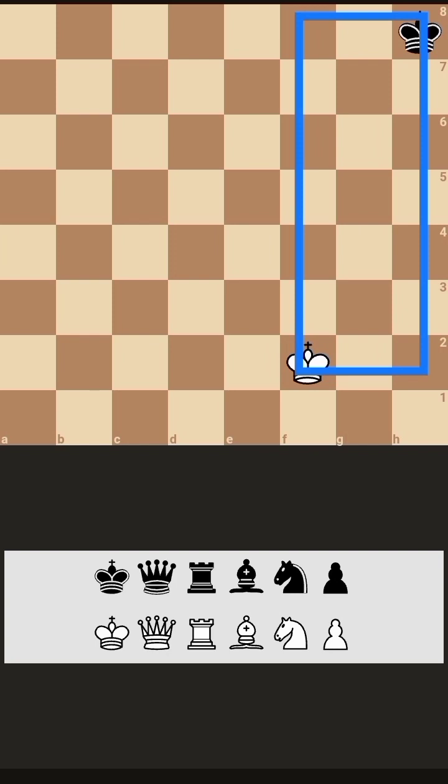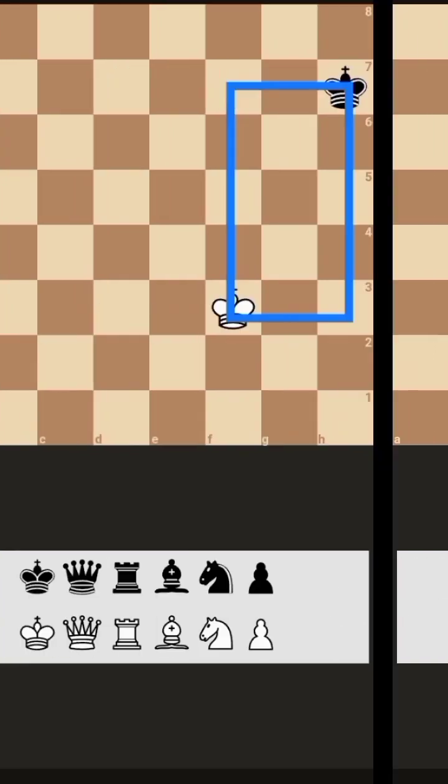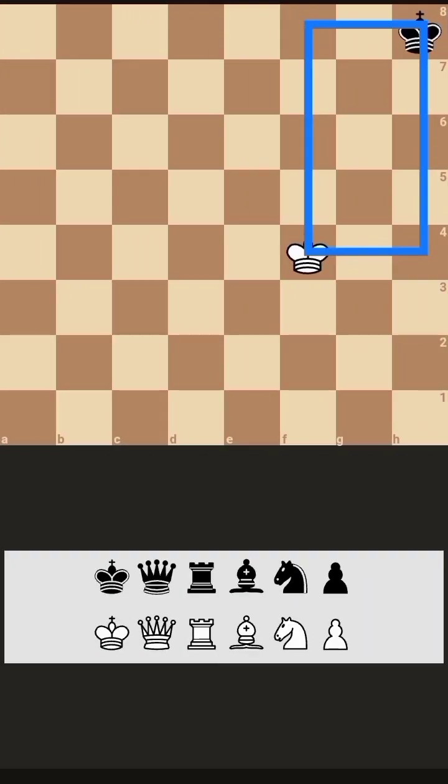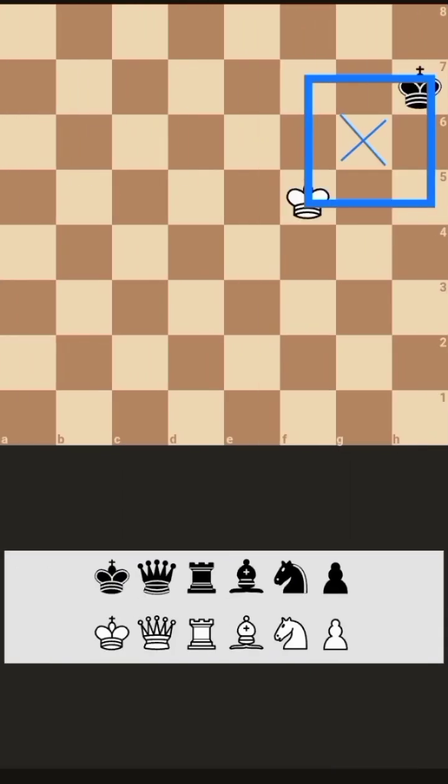Now if the black king moves forward, then the white king also moves forward. King h7, then king f3. Now king h8, then king f4. King h7, king f5. This gives the diagonal opposition. If the king moves to g7, then king g5, and if the king moves to g8, then king g6. Both give direct opposition.